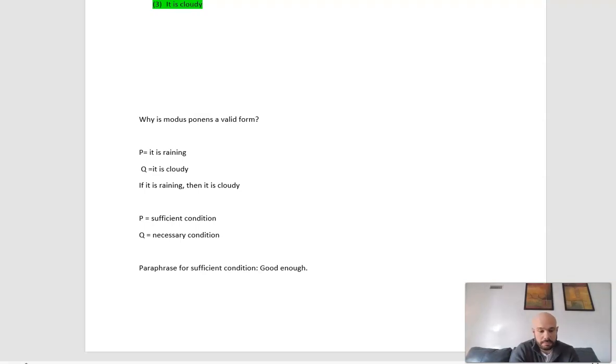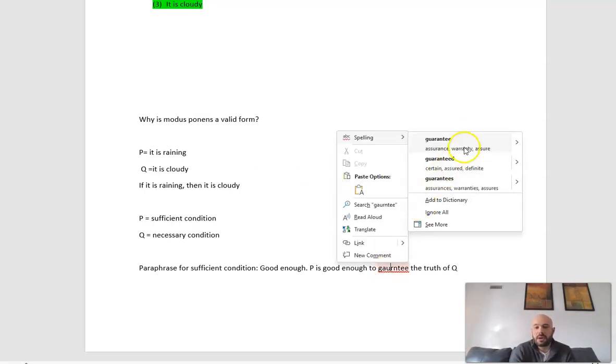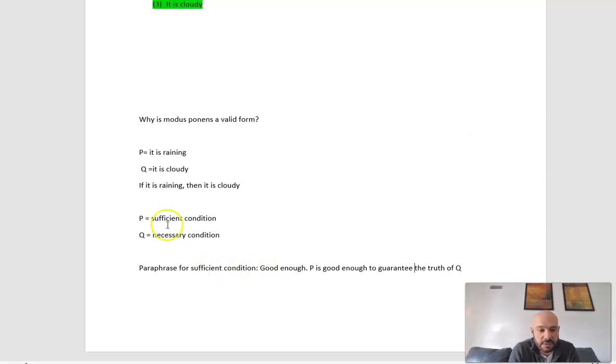Or more thoroughly, in the conditional sense, we have a sufficient condition that can be thought of this way. If we say P is sufficient for Q, you can think of P as a guarantee of Q. So if you have P, then it's a guarantee that you definitely have Q. So that's one paraphrase. These are sufficient conditions.